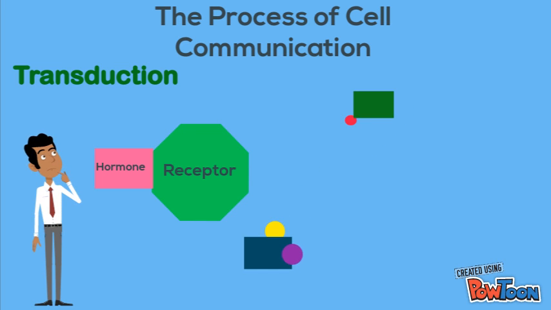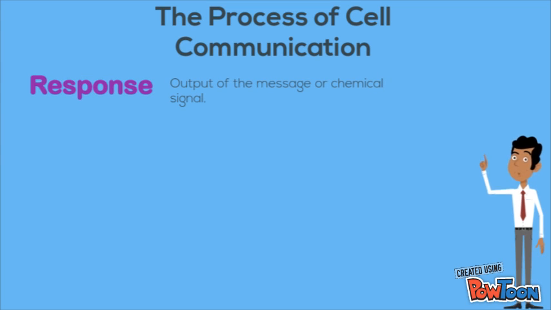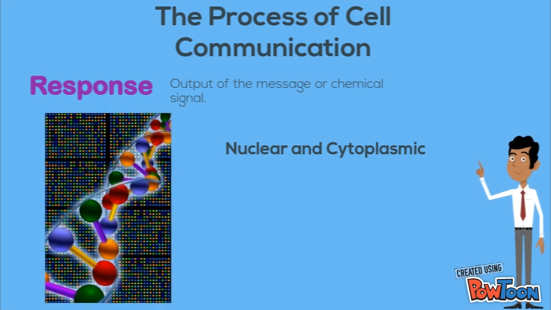The response is the output of the chemical message or signal. There are 2 types of these: cytoplasmic, which involves all responses occurring in the cytoplasm, and nuclear, all responses occurring in the nucleus. One example of this is gene expression.